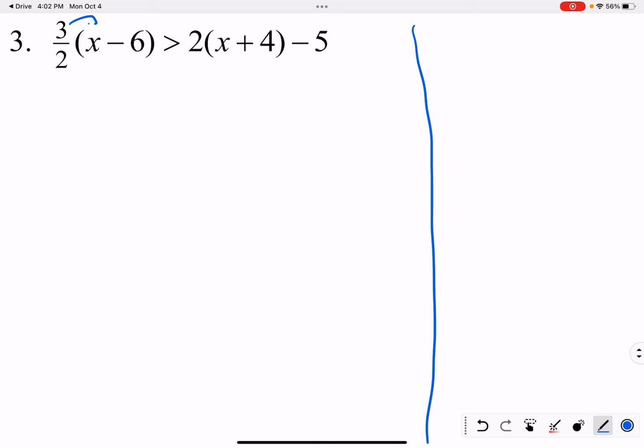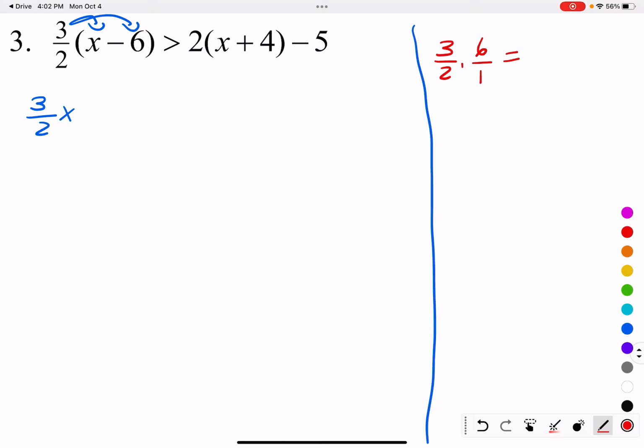Right, so we're going to have both of those cases here. The first part's not too bad, so it's just 3 over 2x. And then over here in red, I'll do 3 over 2 times 6. A lot of students like to put the 6 over 1. And then I'm going to cross simplify, okay?